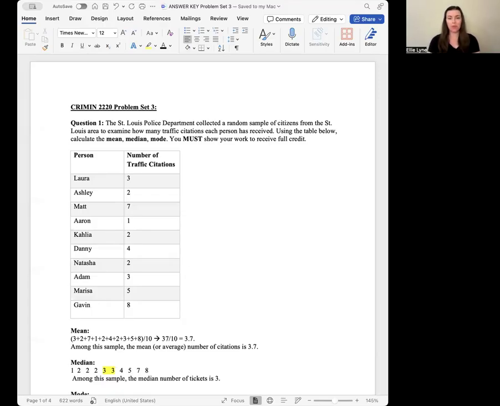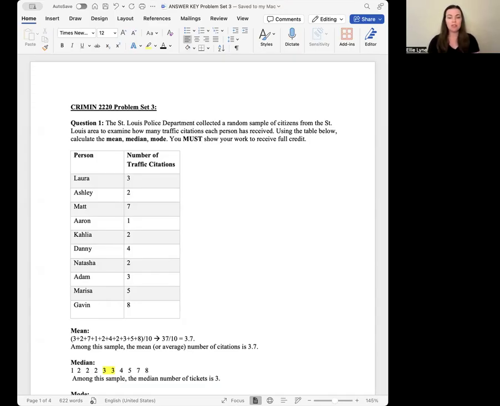This problem set really revolved around chapter 3, which is the idea of measures of central tendency. So primarily the mean, median, and mode, as well as discussions about skew, whether it's positive, negative, or symmetrical in nature. And so with that being said, let's start off with question number 1.